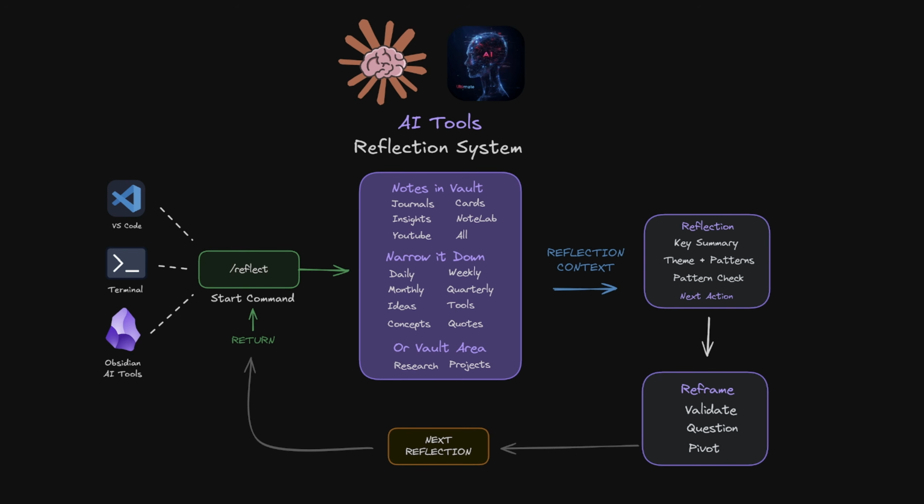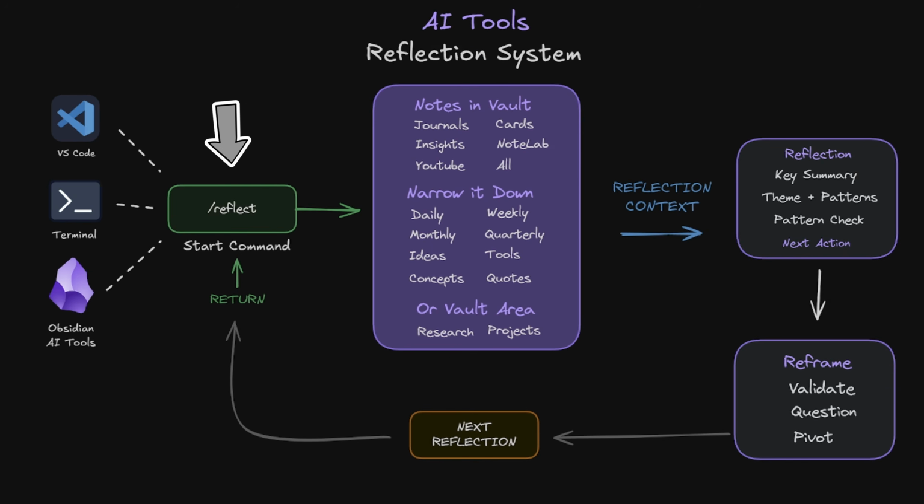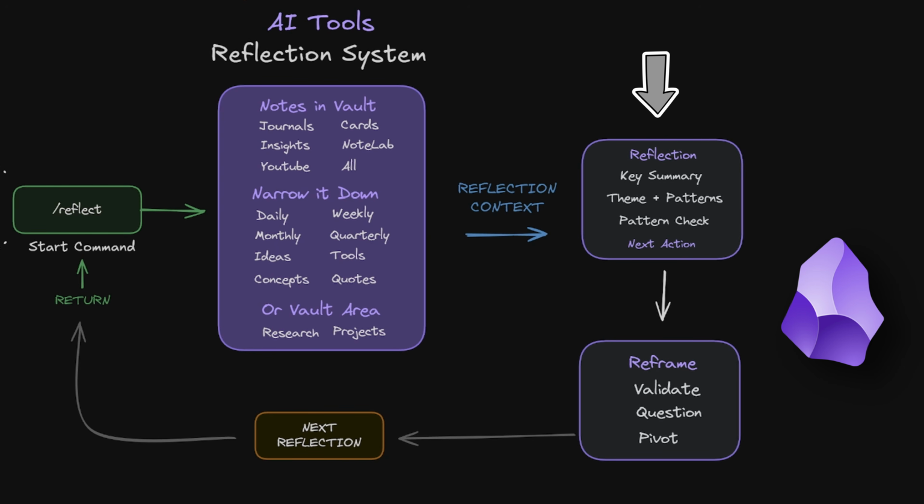In today's video, we'll look at a new AI Tools reflection system I have built for my Obsidian Vault. This system uses a command, reflect, in VS Code, Terminal, or AI Tools to reflect on notes in my Obsidian Vault and provide feedback and insights on what actions I need to take next.